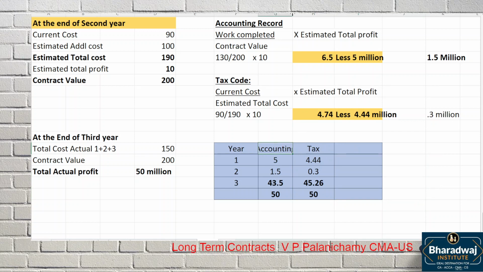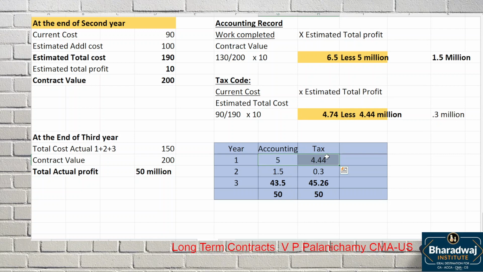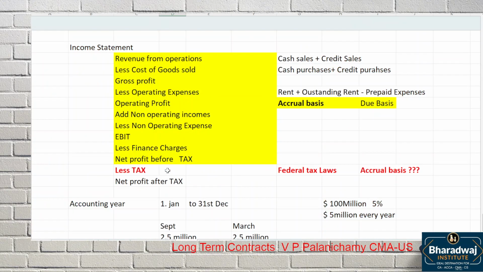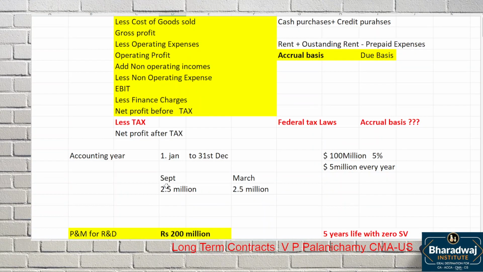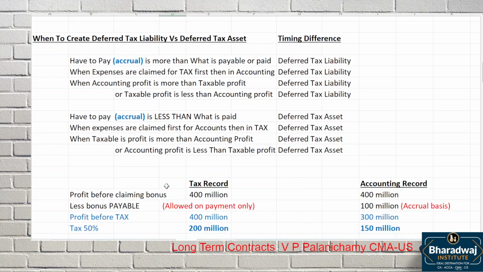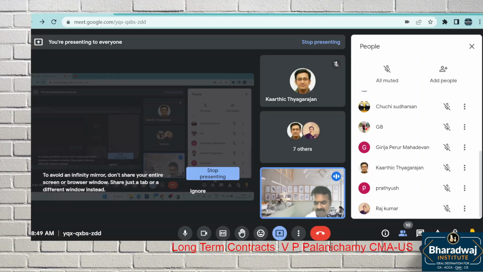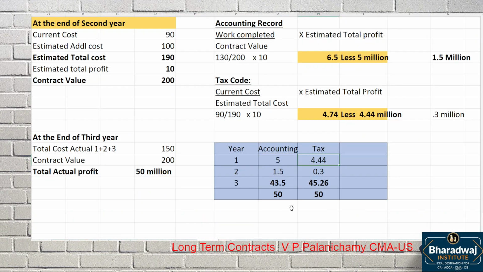Now can someone recollect and tell me, in the first year will there be a deferred tax liability or asset? Accounting profit is more than taxable profit. Last class we gave the rules and did the work, so don't forget all that. Look at this. When accounting profit is more than taxable profit, we create which one? Deferred tax liability.